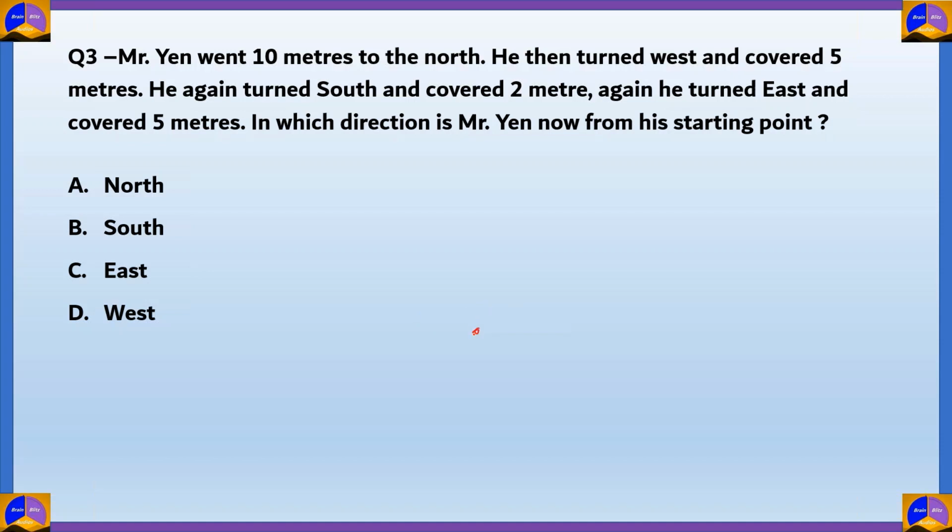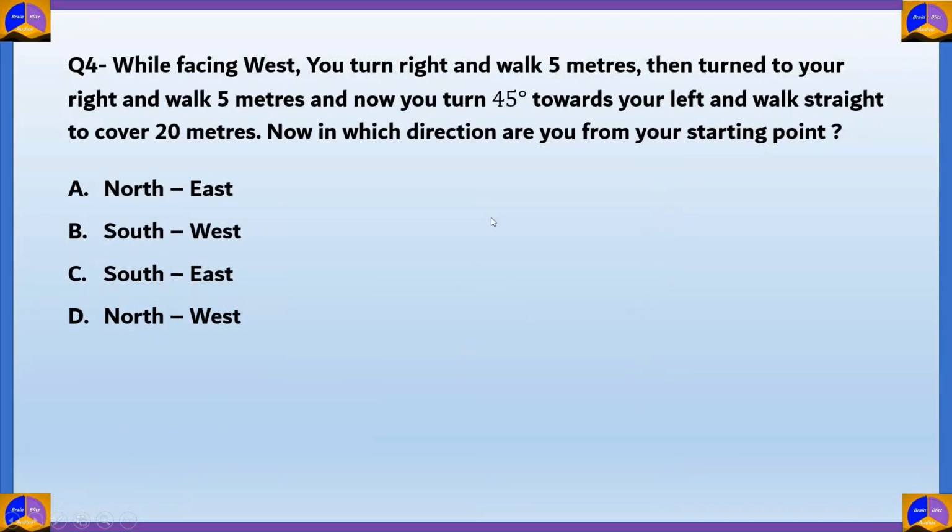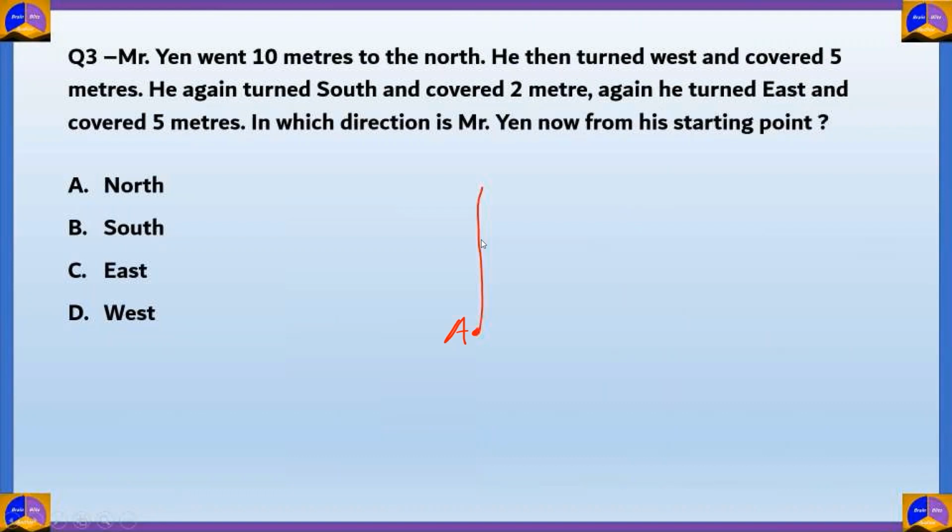Now, this is Mr. Yen's starting point. We'll call this point A. And he went 10 meters to the north. So, this will be 10 meters. And this point, we can call this point B.